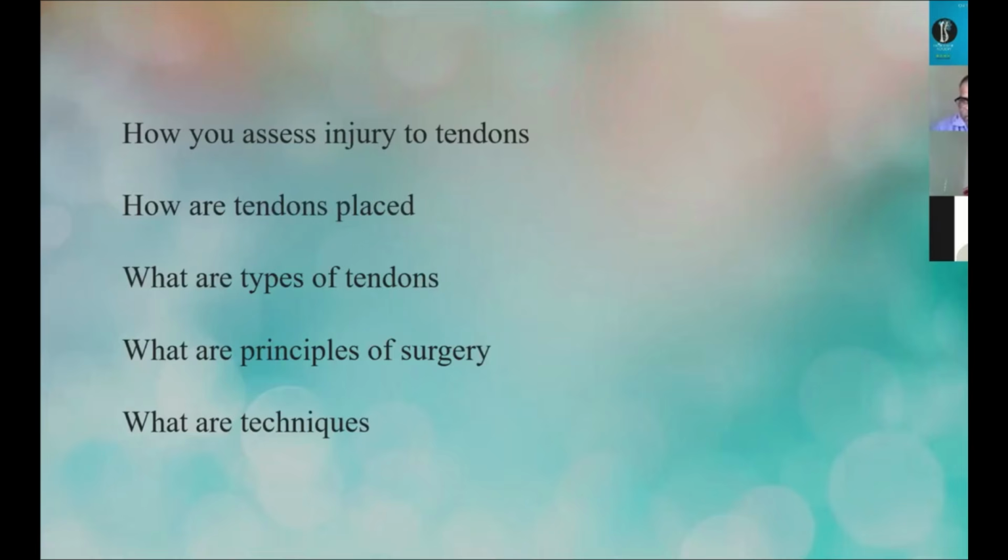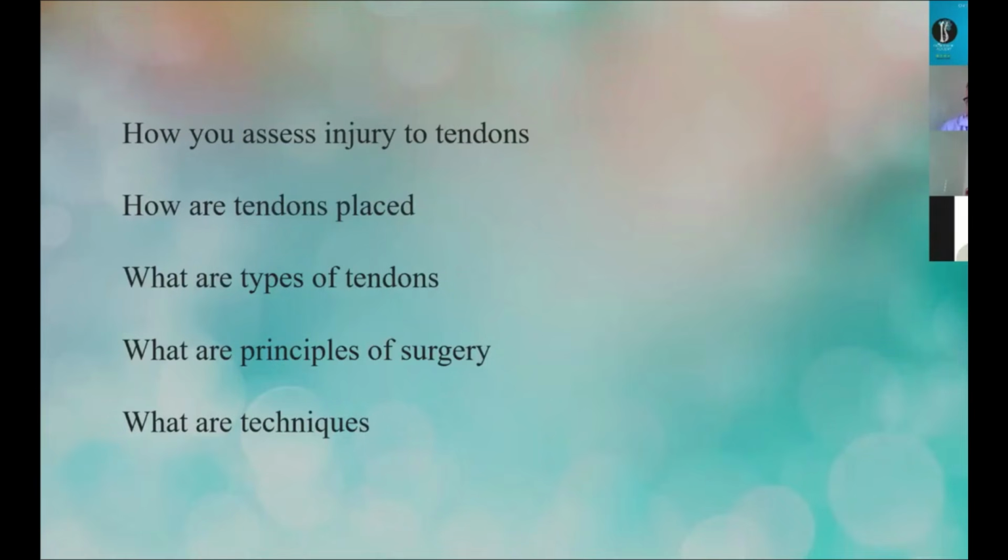Yeah, to prevent bowstringing, I have to take care of the pulleys as well. So especially the A2 and A4 pulleys, I have to repair them. If they are completely damaged, I will reconstruct them with the FDS tendon. All right, okay, you're going to reconstruct it with the FDS tendon. So you've done the repair, okay.